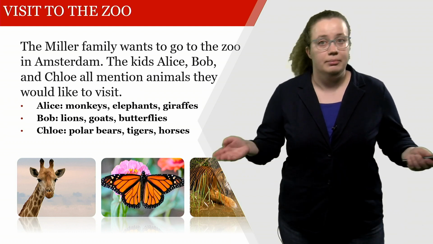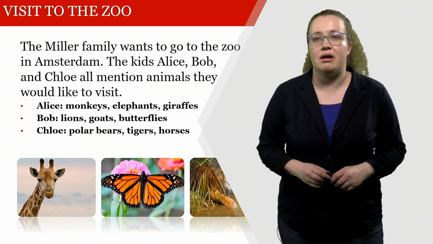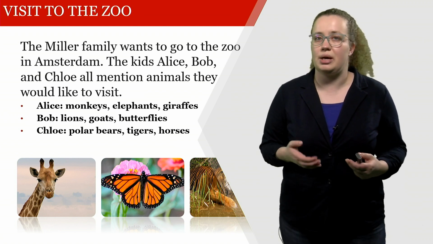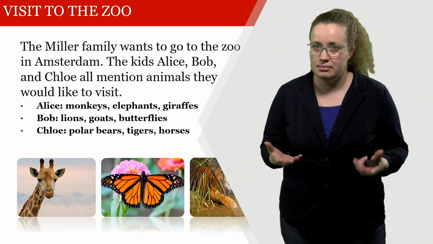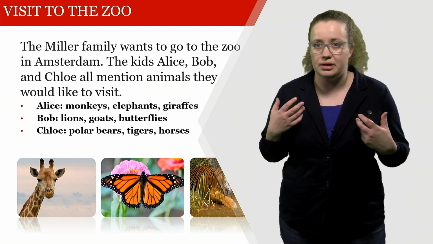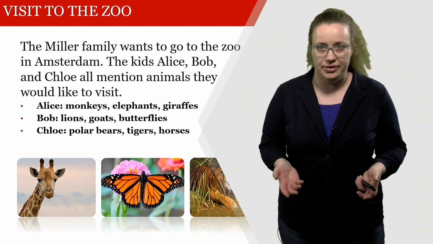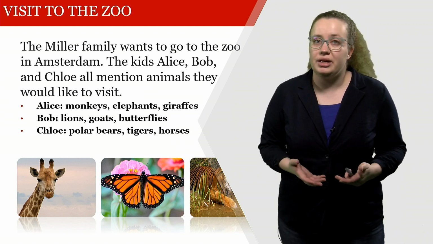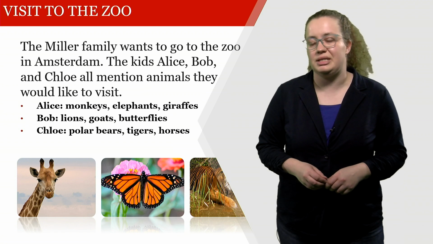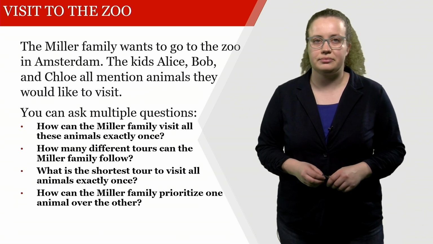So now the Miller parents, good parents as they are, say, okay, we're going to try to come up with a route that is feasible on that day, that we can still be back to the entrance on time, where we don't see things twice. But we're trying to visit all of these 9 elements that the Miller kids mentioned.